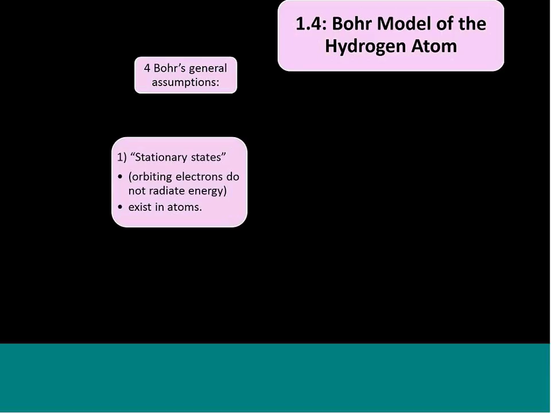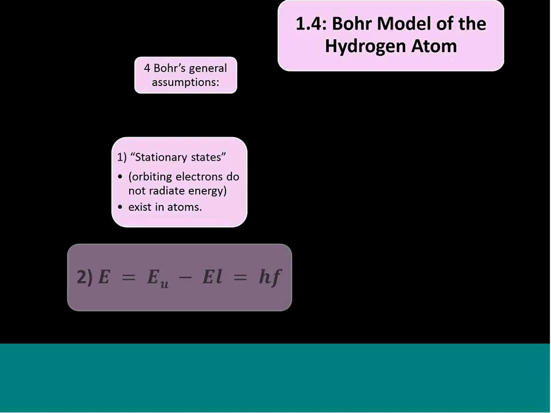Pertama, stationary states. Okay. So ni orbiting electrons do not radiate energy. Then kita E equal to E_u minus E_l. E_l ni huruf kecil ya. Nanti saya akan betulkan. That means energy of upper level dengan energy of lower level equal to hf. Length atau wavelength dan frekuensi.